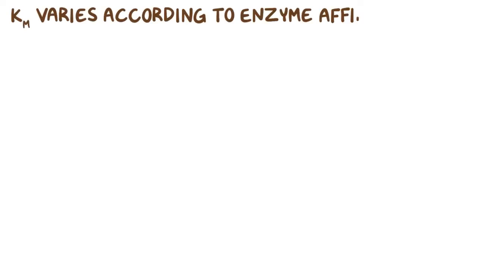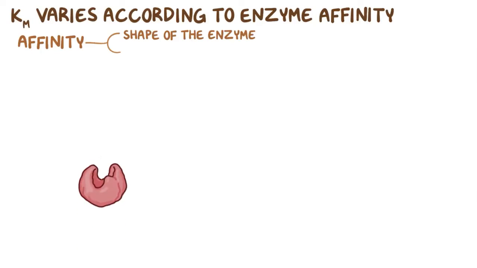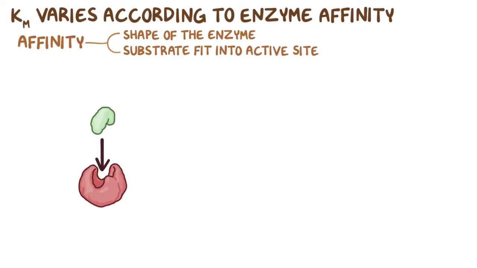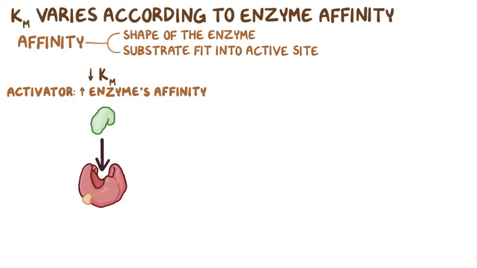Now let's look at Km, which varies according to enzyme affinity. Affinity depends on the shape of the enzyme, and how well the substrate fits into the active site. So let's say that we alter the enzyme in a way that makes it bind more substrate. One way to do this is when a molecule called an activator binds to the enzyme and increases the enzyme's affinity for the substrate, lowering the Km.